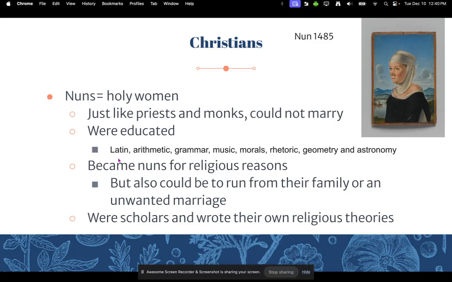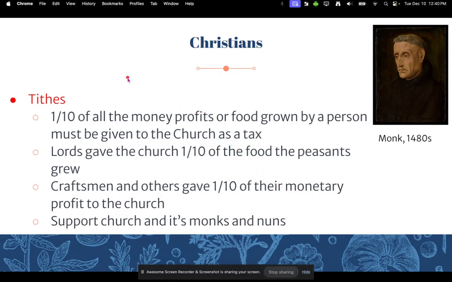So, some women became nuns for religious reasons. Others had other reasons. For example, if they're trying to run away from their family, or she was in an arranged marriage and just was like, no, I don't want to do that. She could become a nun and kind of get away from that life. They also were scholars and wrote their own religious theories.